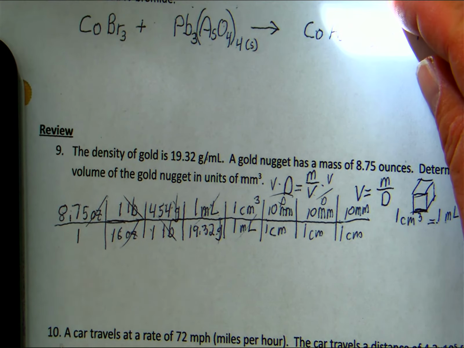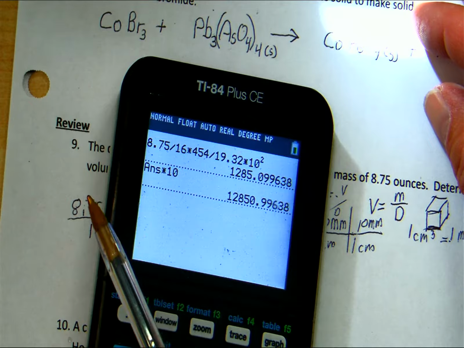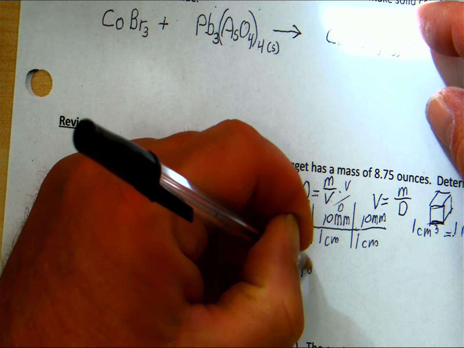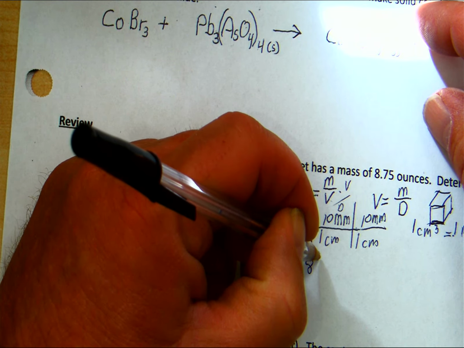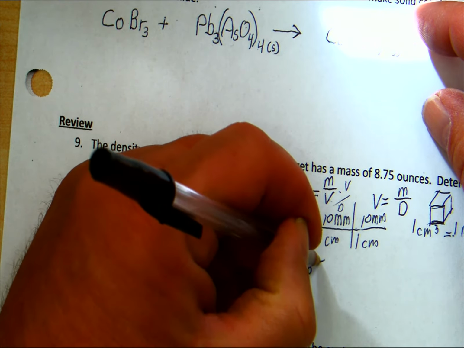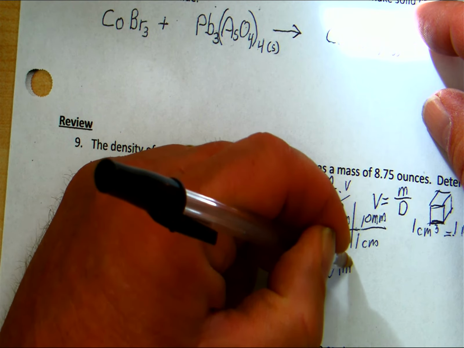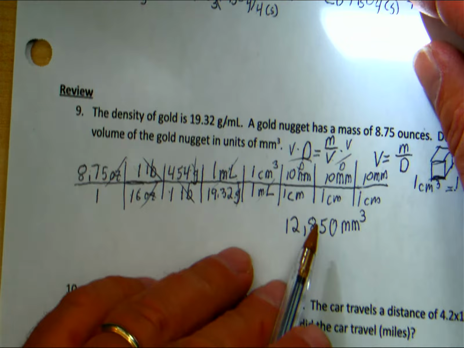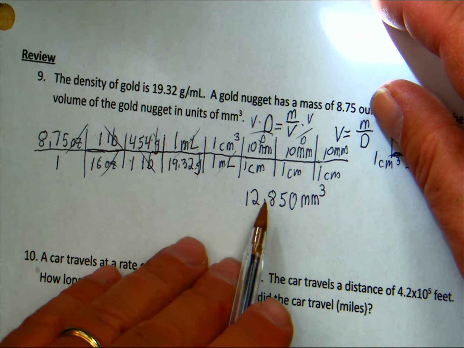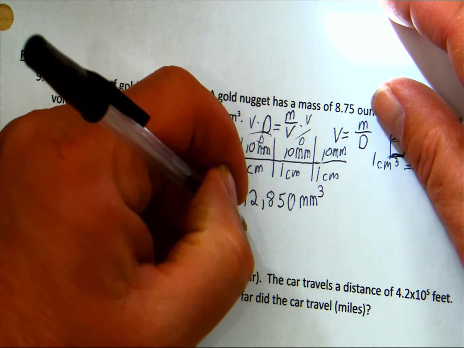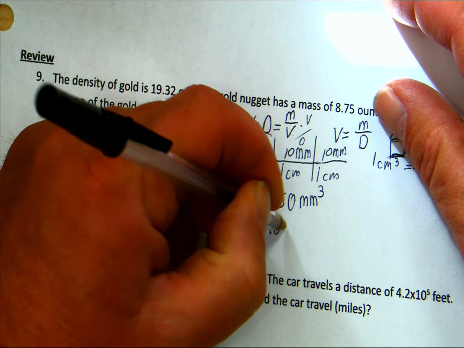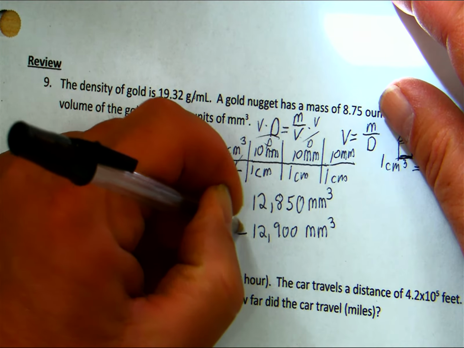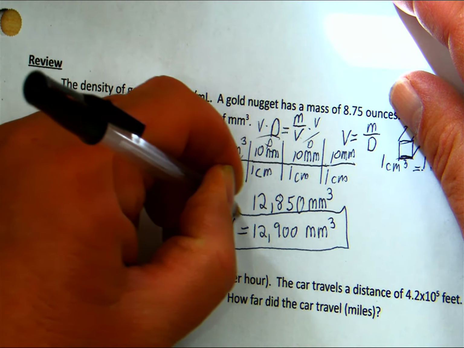All right. So my calculator says 12,850.99638. Of course, that's too many significant figures. So rounding this to 3 sig figs, looking at the fourth place, rounding up because it's 5 or greater, we would say 12,900 cubic meters is the volume on this review problem.